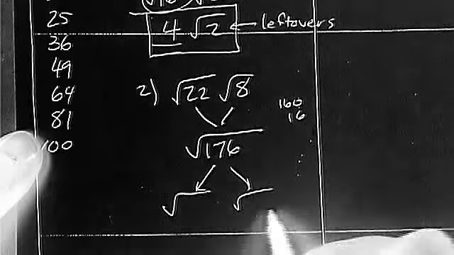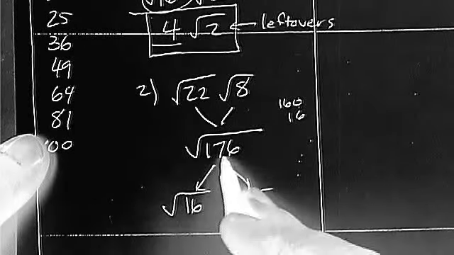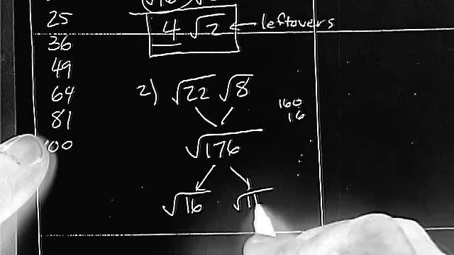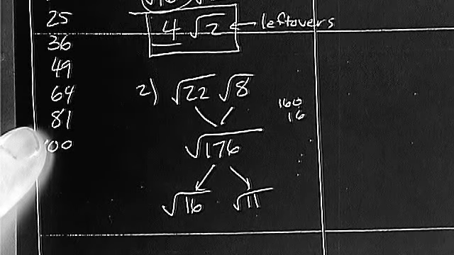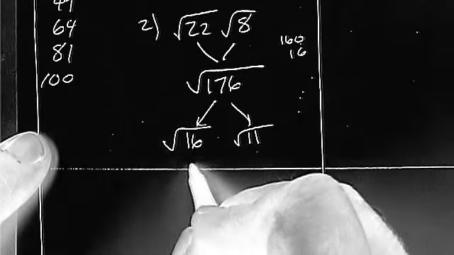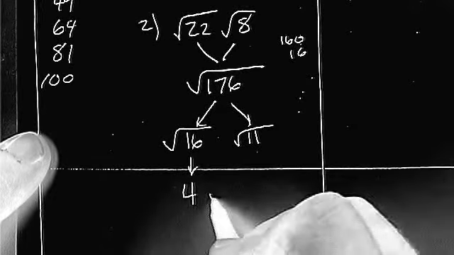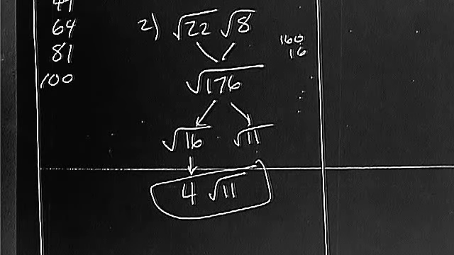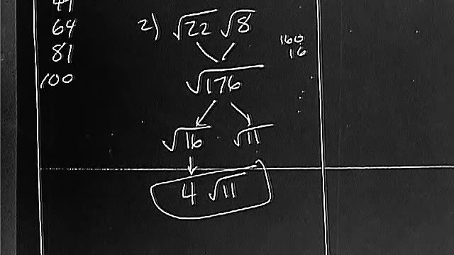I believe 16 goes in 11 times, right? So we can split that up to 16 and 11, and then simplify the part that will and the other part that won't, just is left alone. That's why we call it the leftovers, or that's why I call it the leftovers.